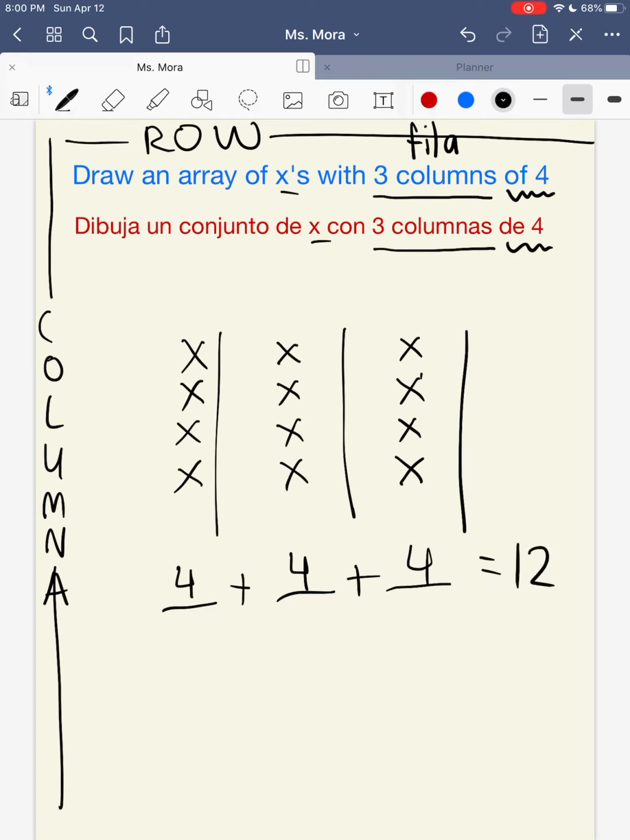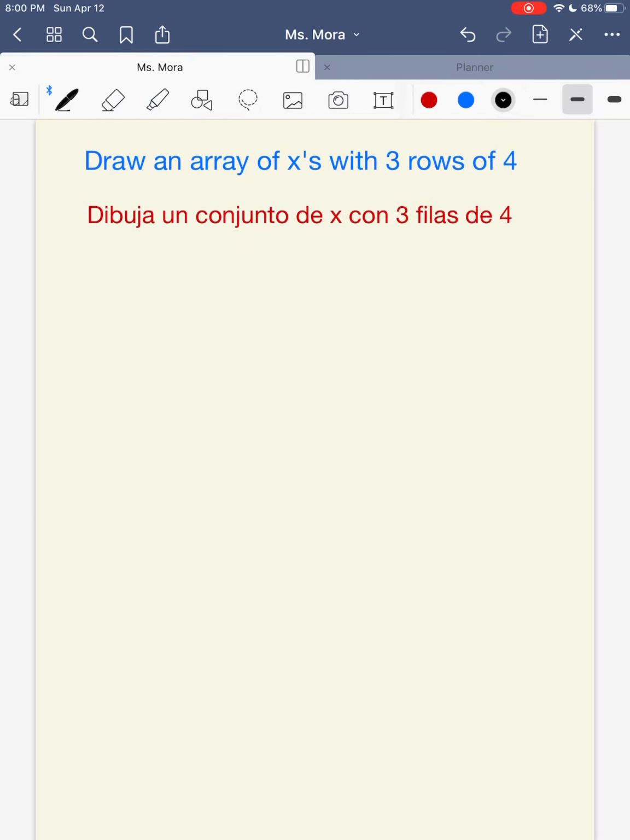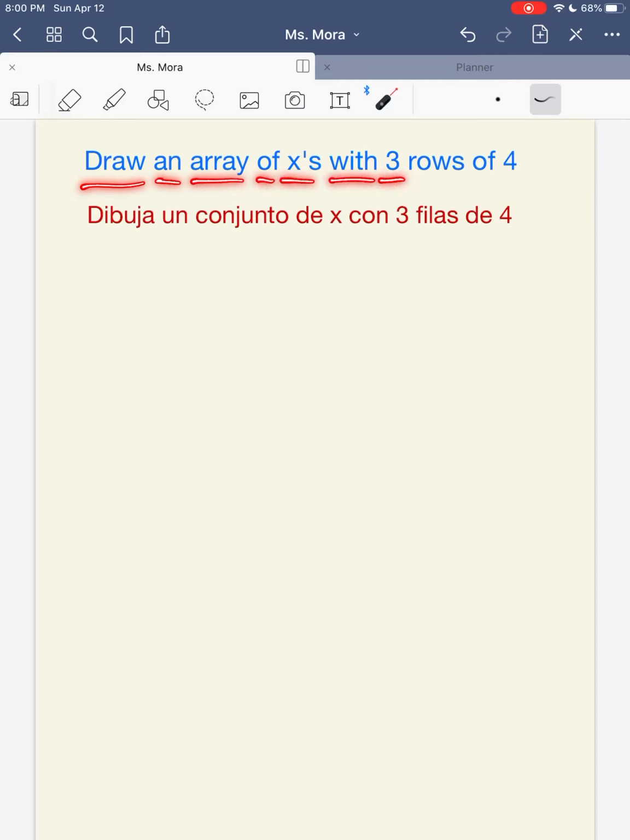Alrighty guys, let's try another one. So this one says draw an array of x's with 3 rows of 4. Dibuja un conjunto de X con 3 filas de 4.